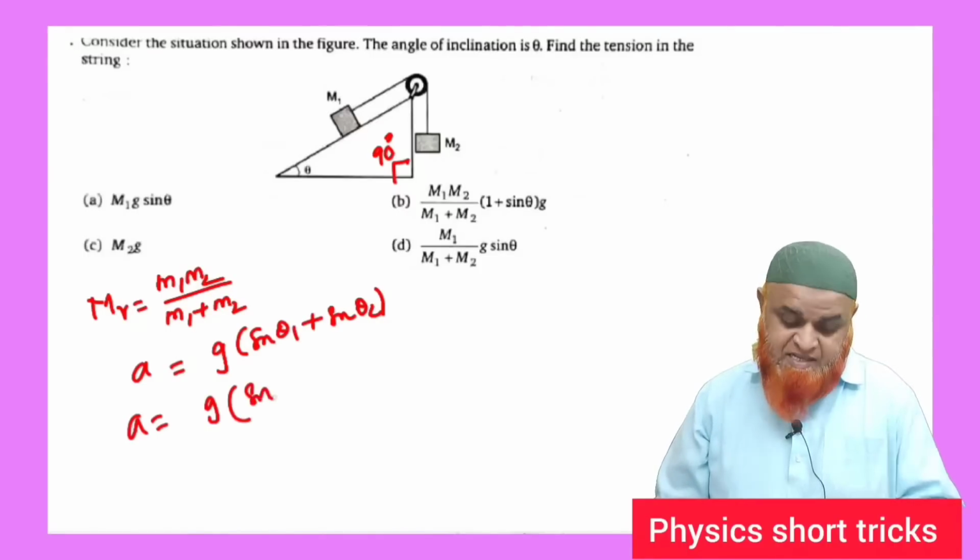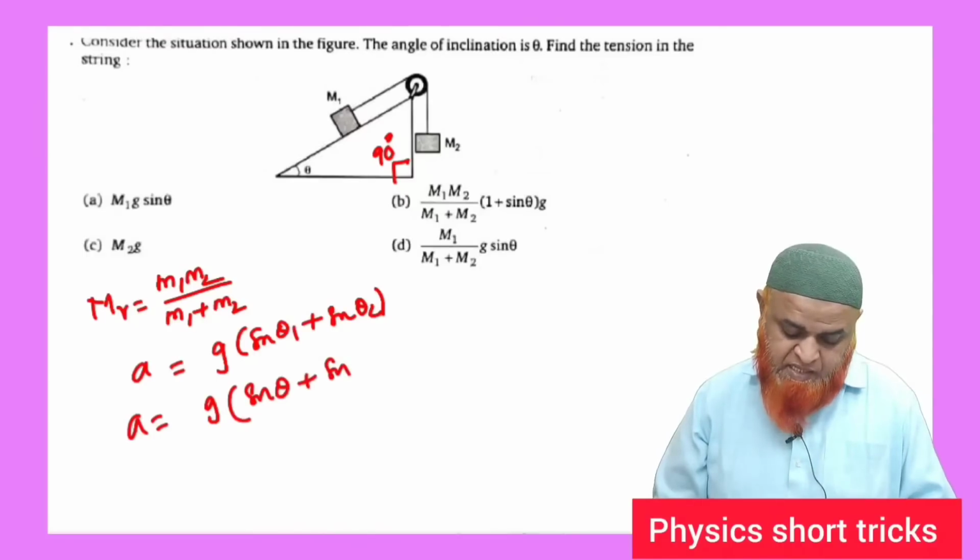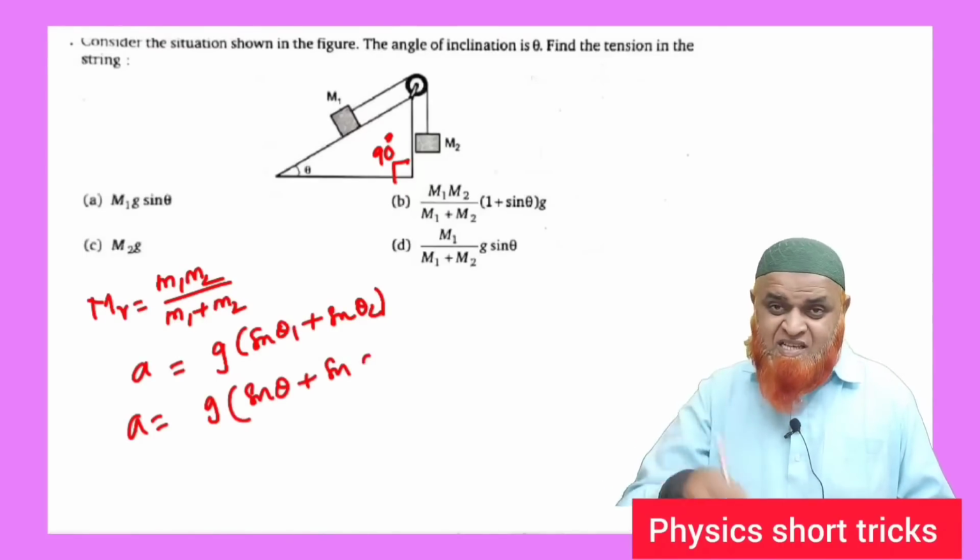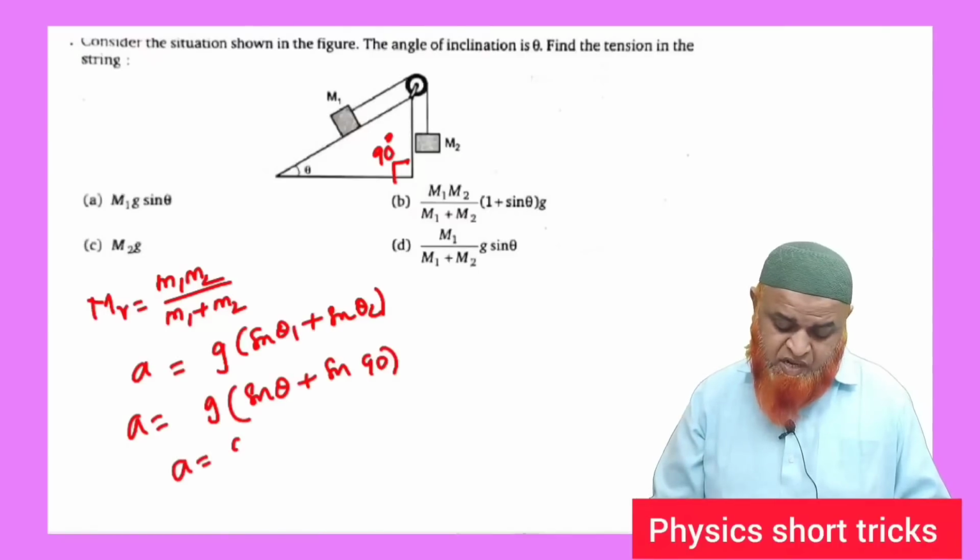Here theta 1 can be considered as theta, so sine theta, and this theta 2 is taken as 90 degrees, which I have specified there in the diagram. So you can write like this.